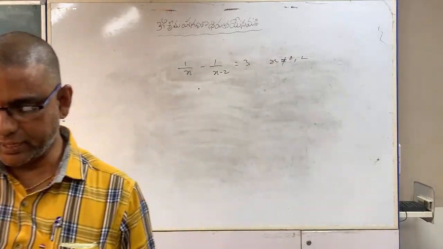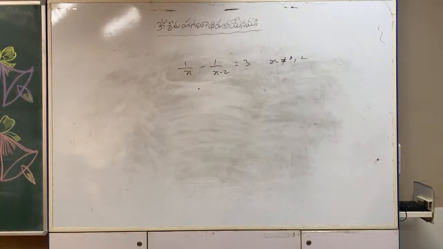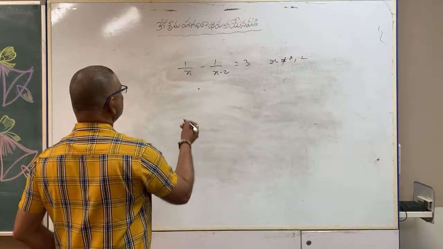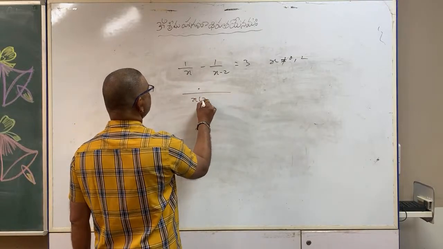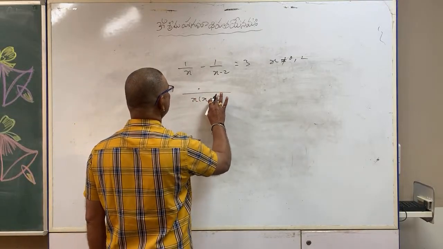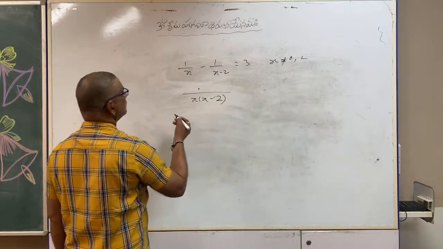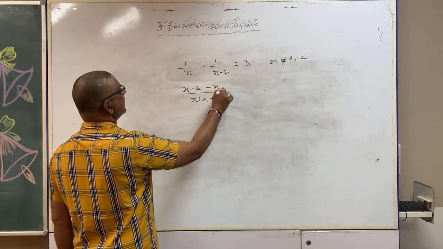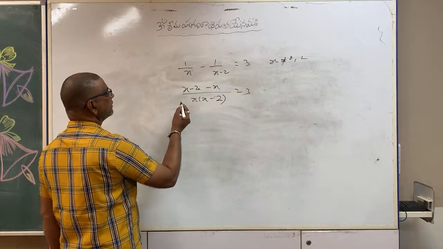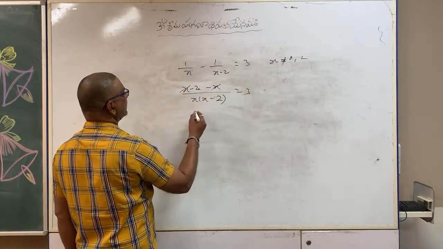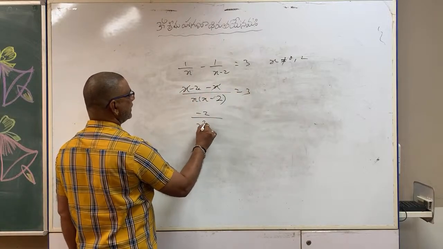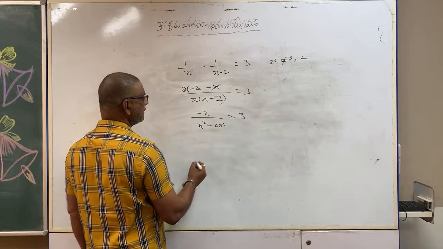You will get a quadratic equation. What is the LCM? x into x minus 2. So here you will get x minus 2 minus x is equal to 3. So x and x get cancelled, negative 2 by x square minus 2x is 3.